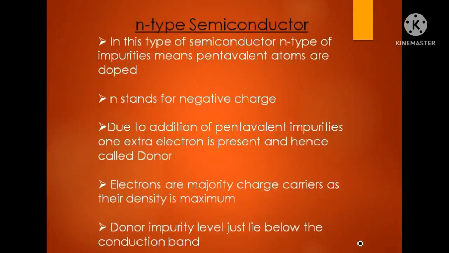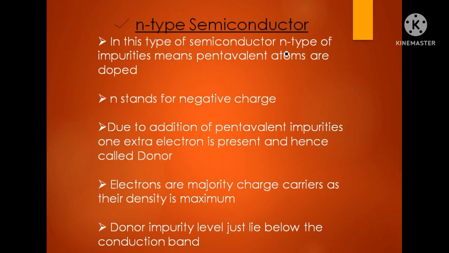The second variety of extrinsic semiconductor is called N-type semiconductor. In this type of semiconductor, N-type impurities are added. N-type impurities are the pentavalent atoms which are doped with the semiconductor. So here N stands for negative charge. Due to the addition of these pentavalent impurities, one extra electron is present. That is why it is called a donor.